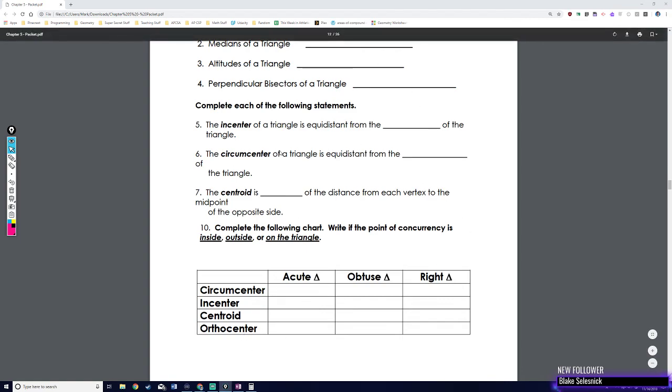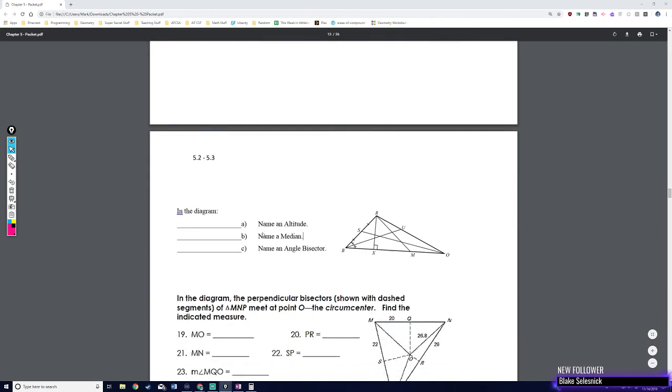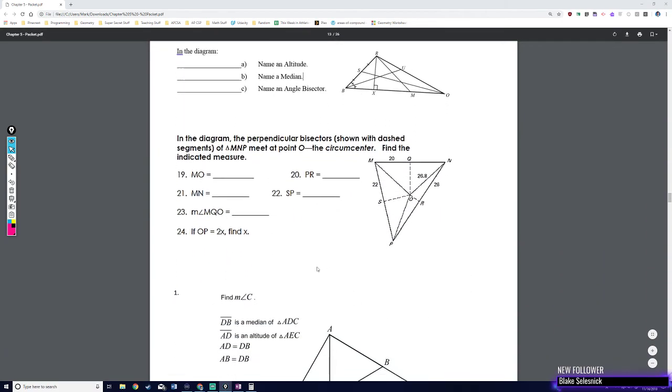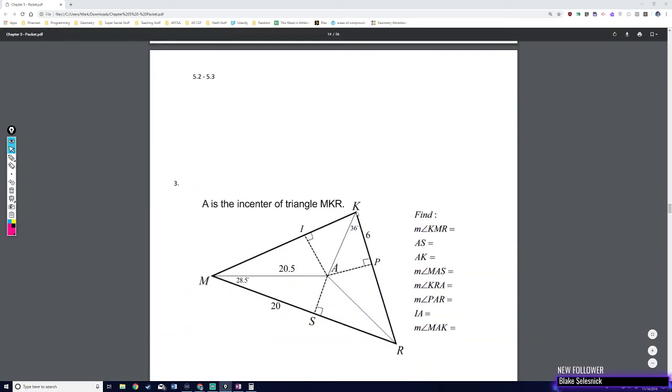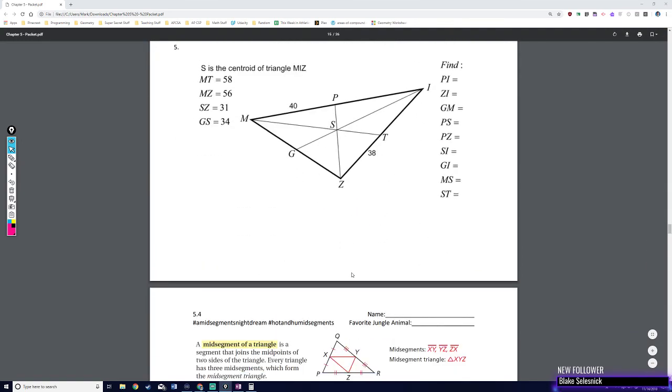But again, that's just like, do I know this stuff? Can I identify this stuff? Can I now apply this stuff that I know? That's the idea. All right?